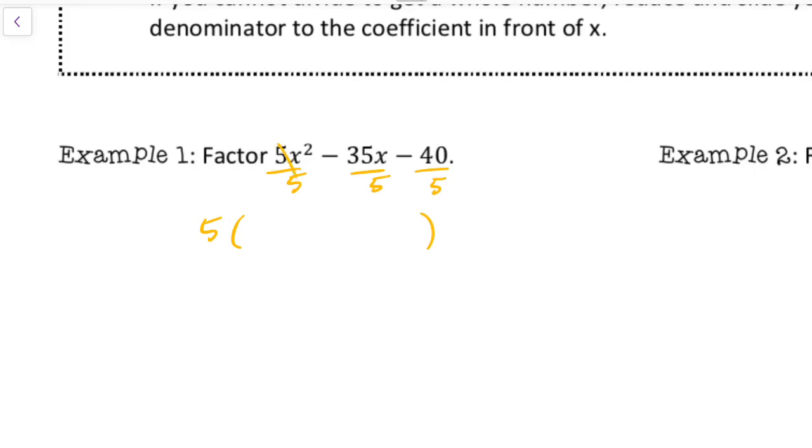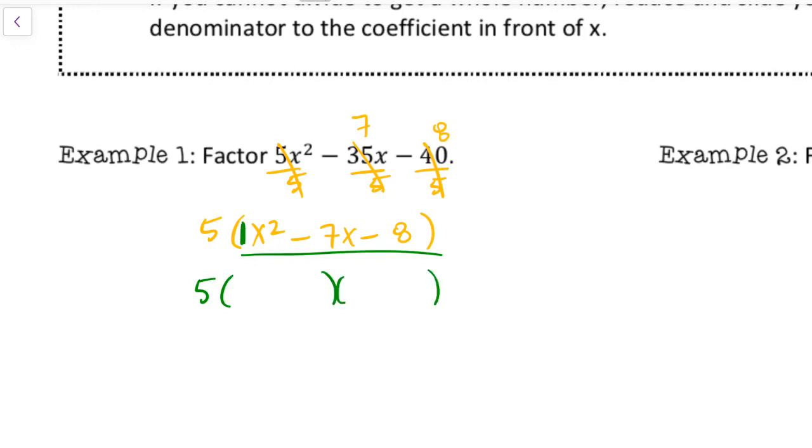Well, 5x squared divided by 5 is just x squared. Minus 35x divided by 5 is just going to be 7x. Minus 40 divided by 5 is 8. So now the real thing that I'm actually factoring is just that x squared minus 7x minus 8. We have to bring that 5 along with, but we won't have to divide and slide because our new term in front of our x squared is just a 1, which is great.